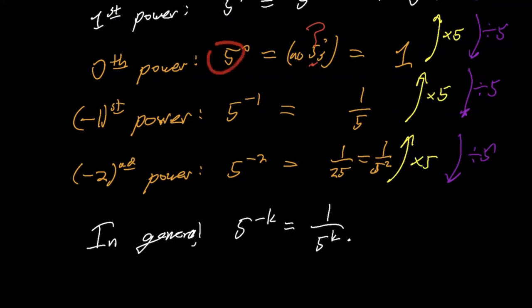I could have replaced 5 with 7. I could have replaced 5 with 23. I could have replaced 5 with pi. There was nothing specific about the number 5 that made this work.